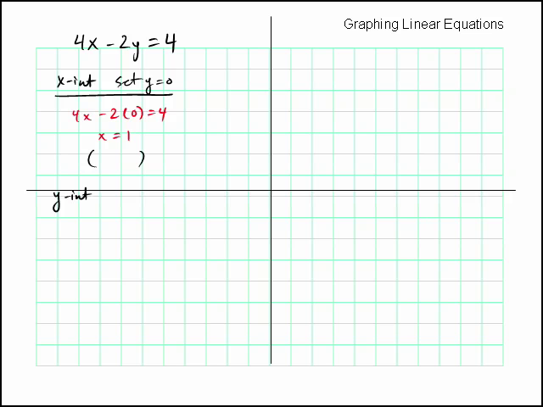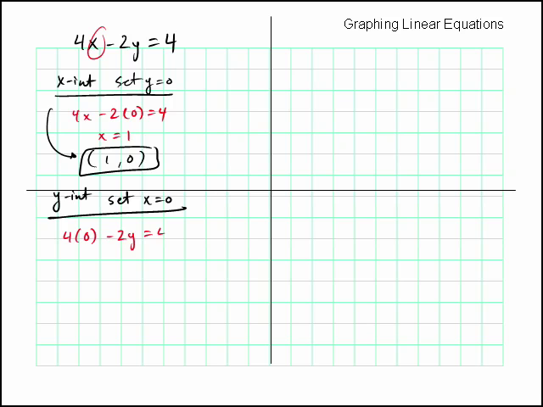And so the x-intercept here is located at (1, 0). To find a y-intercept, what we do is we set x equal to 0. 4 times 0, I'm putting 0 in here for x. 4 times 0 minus 2y equals 4. Now I'm going to solve this equation for y. Negative 2y equals 4, y is negative 2. So the y-intercept for this line is (0, -2). Right there is the y-intercept, and up here is the x-intercept.